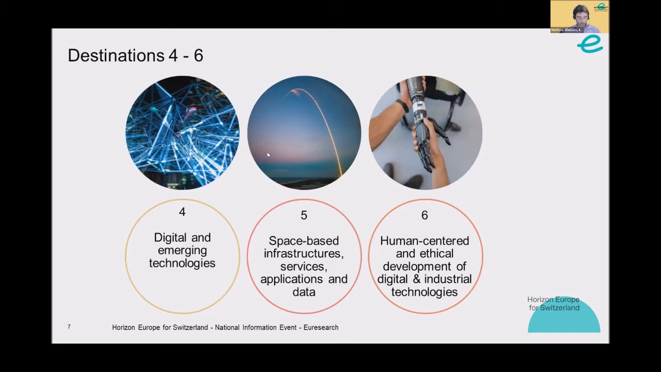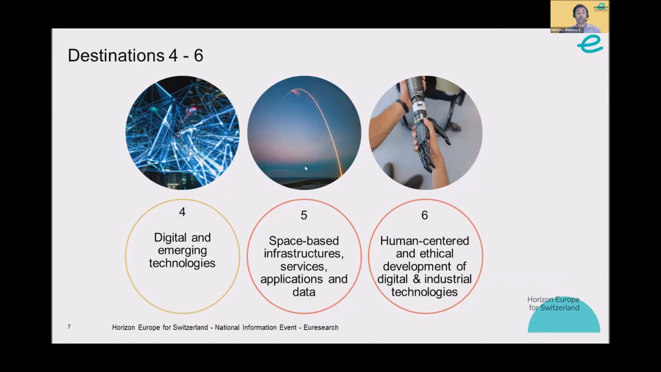Okay, now moving on to destination 4. This is also one of the digital destinations. It's called Digital and Emerging Technologies. It covers actually a number of different areas, 9 key technological areas, most of them digital, such as low power processors, electronics, 6G and robotics. But there's also a couple which are maybe a bit more on the side of digital, such as quantum and also graphene, so also materials.